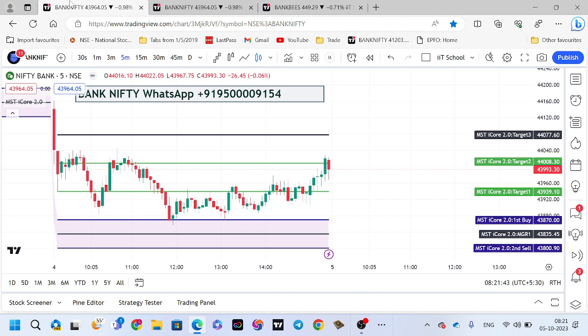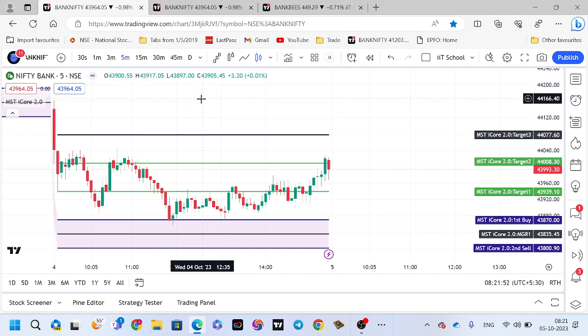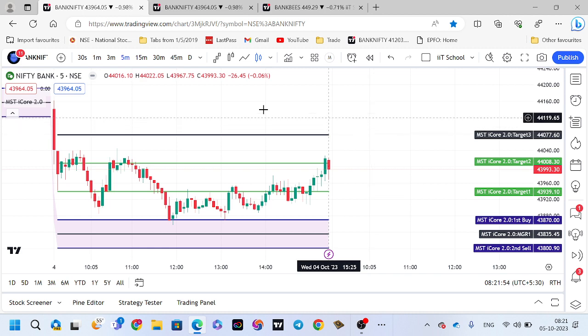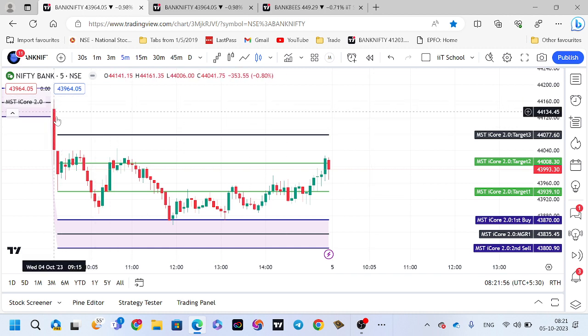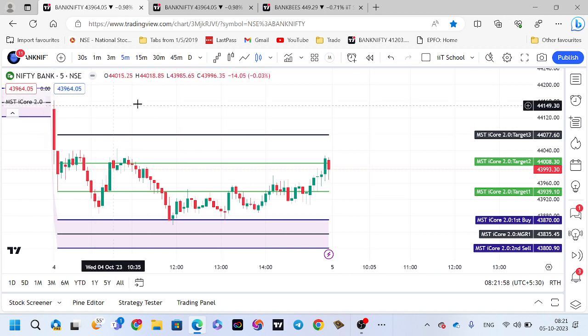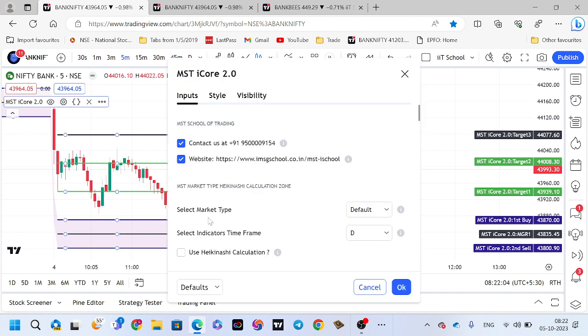So now let us show you the performance of yesterday, what happened in the stock market using our MST iCore 2.0 indicator. Once you have subscribed to the indicator, it will be available on your chart from the invite only option. Now go to the indicator settings, scroll down at the bottom left and give reset settings.